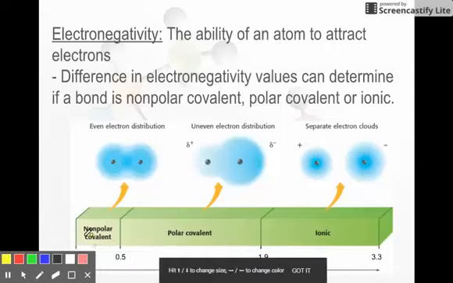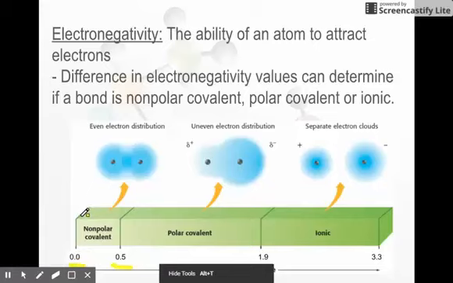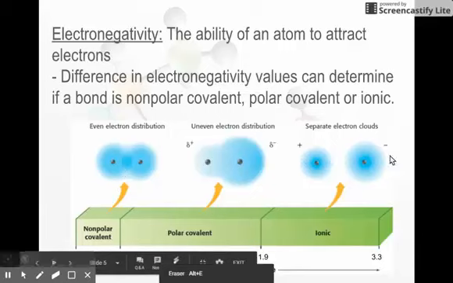So if our value falls between 0 and 0.5, that would make it a nonpolar molecule, so less than 0.5. If it falls between 0.5 and 1.9, that would make it polar. And if it's 2 or greater, that would make it ionic. And you can see what happens to our electron cloud the stronger the pull is between those atoms.